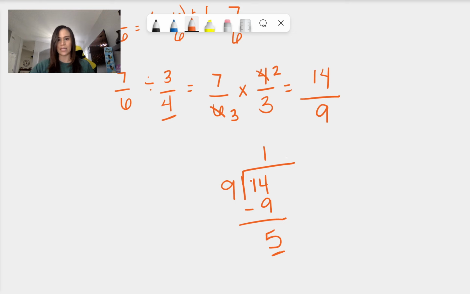So to make this into a mixed number, it's now going to become 1, which is here, and our remainder, which is 5, and our denominator, which stays the same, which is 9. So 1 5/9 is going to be your answer to this problem.